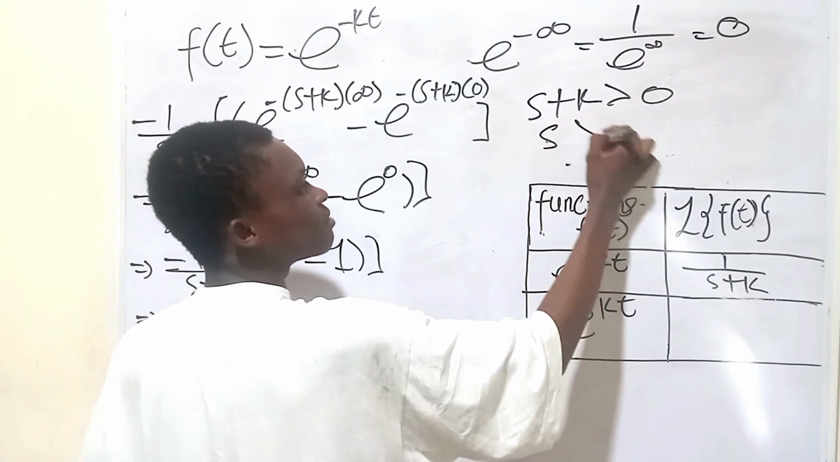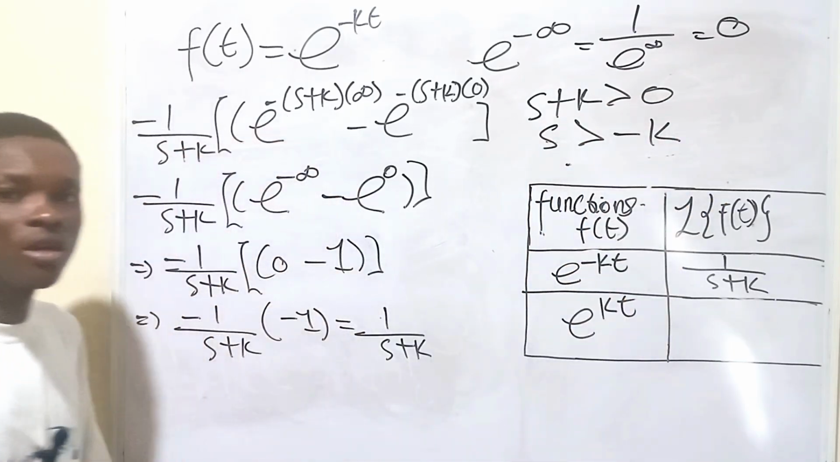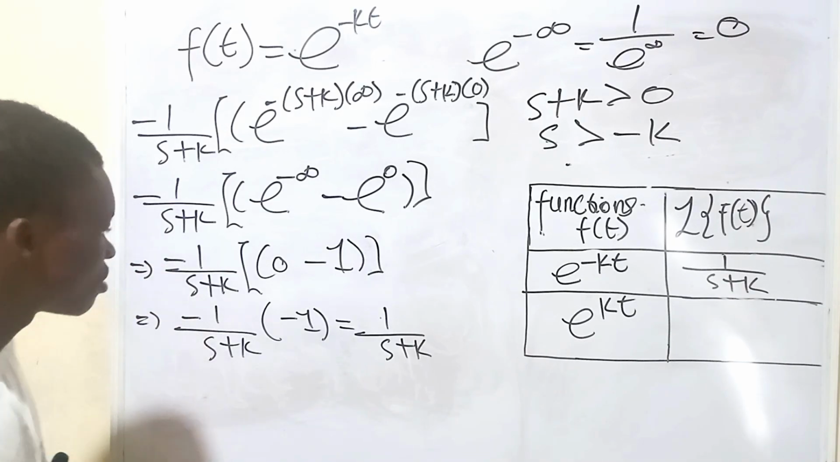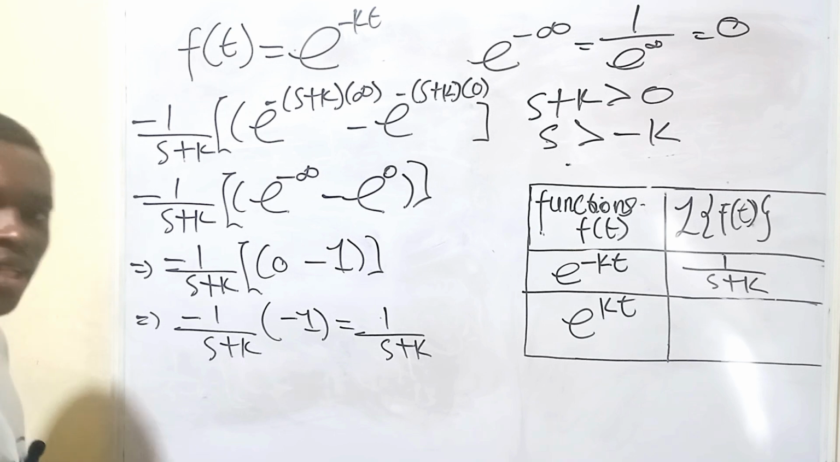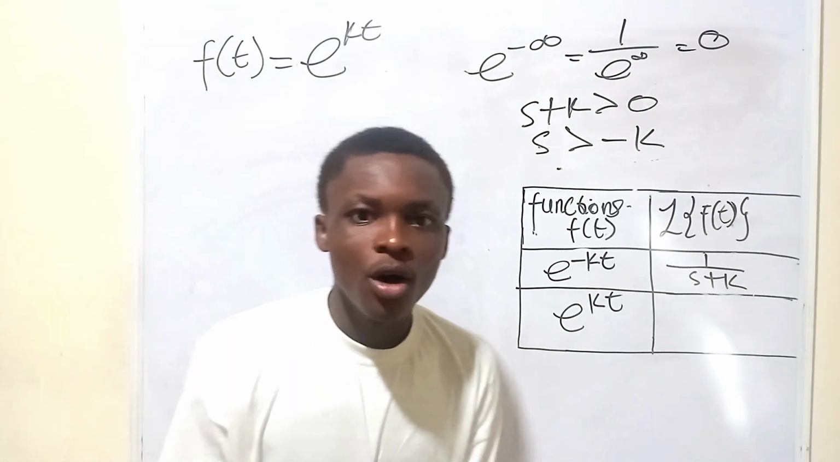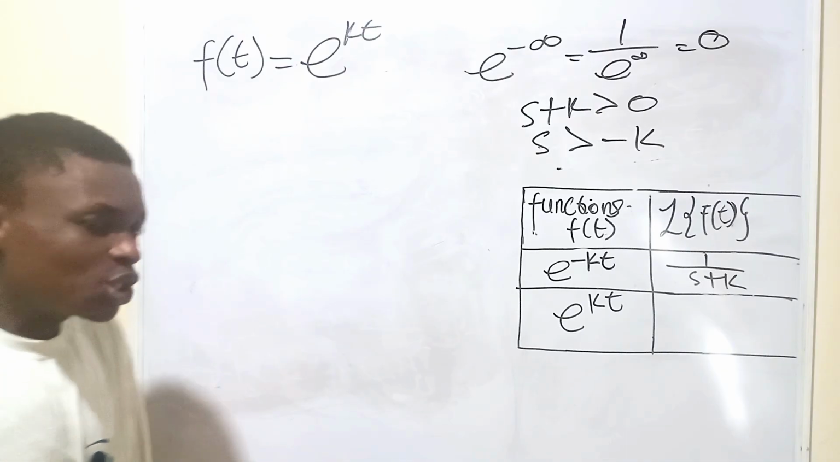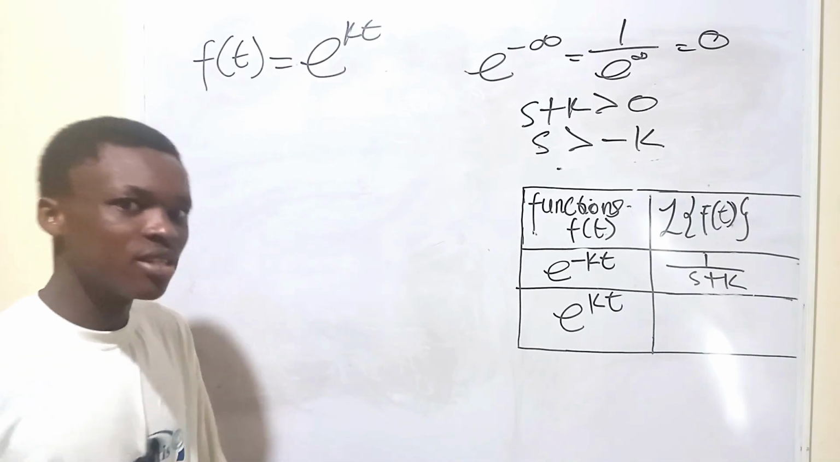That is, s must be greater than negative k, given that t is greater or equal to 0. All right, let's see the next function. Okay, this is the next function. We are asked to find the Laplace transform of exponential kt. The other one was exponential negative kt. So let's see the difference.